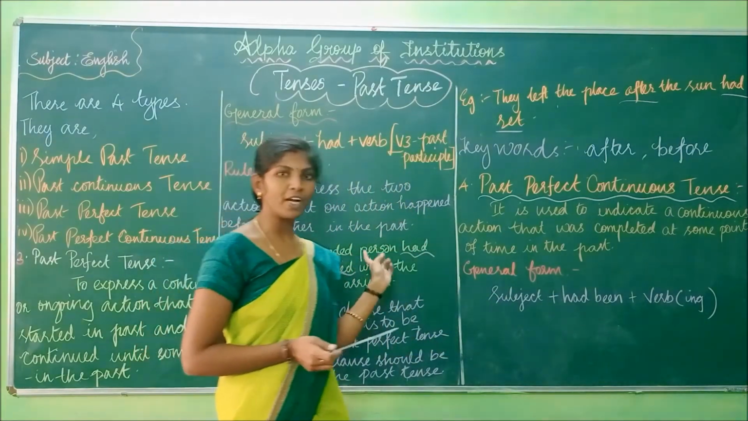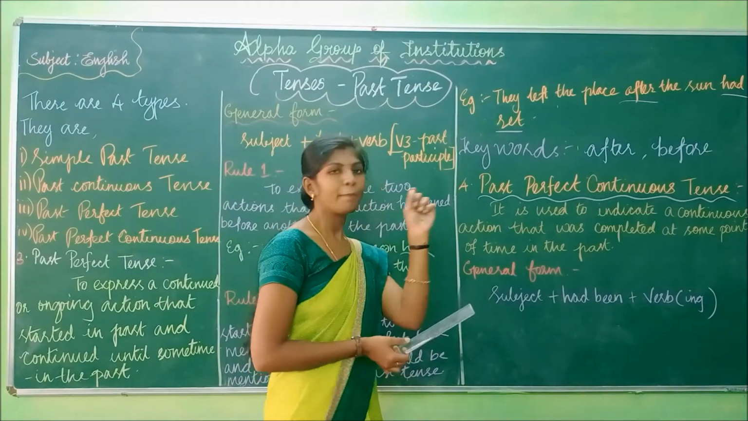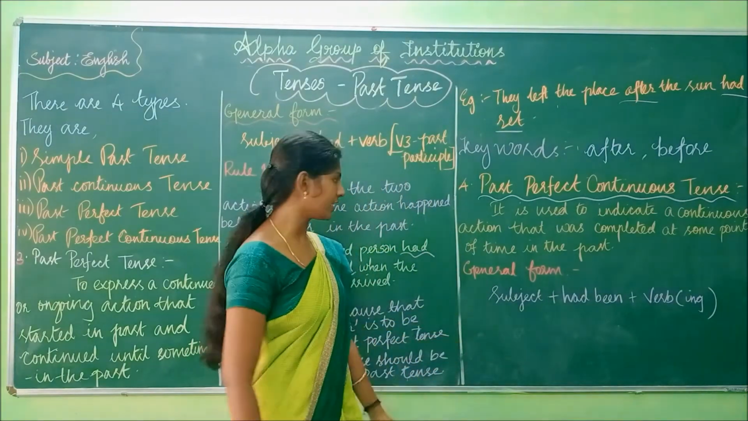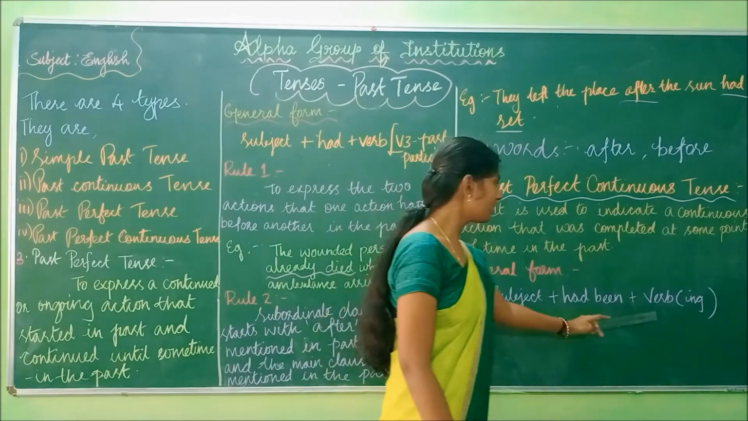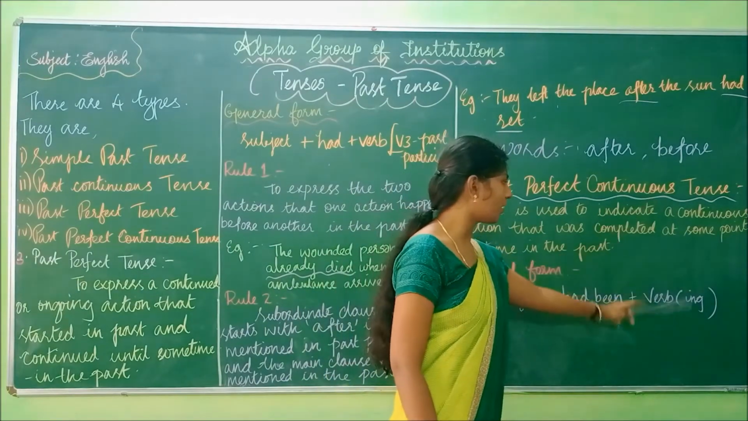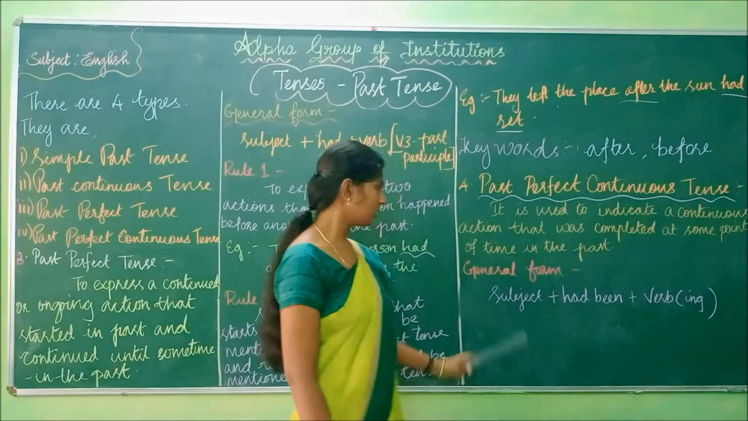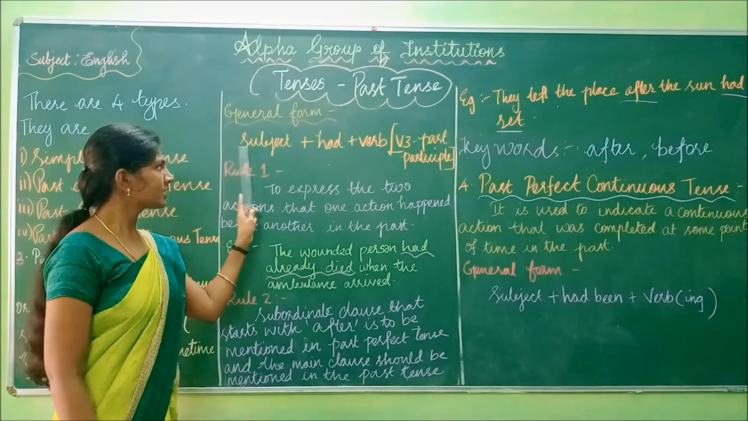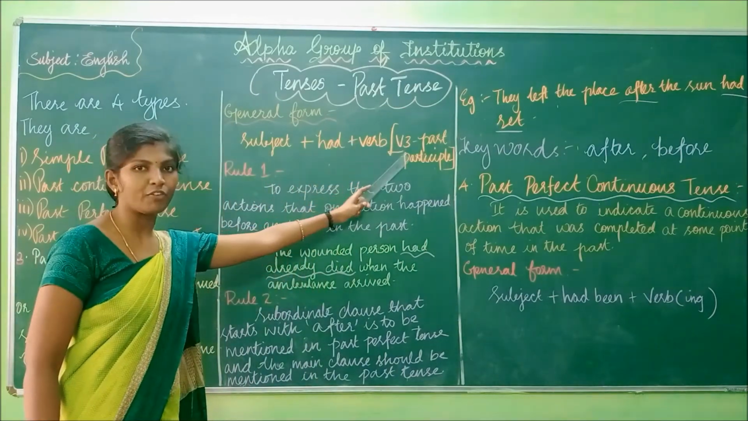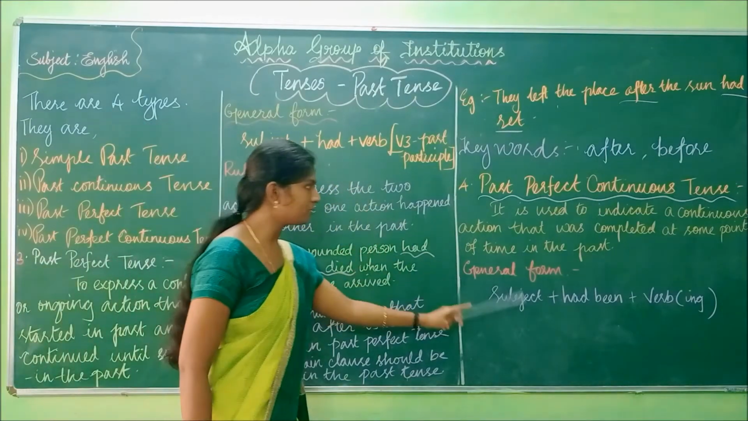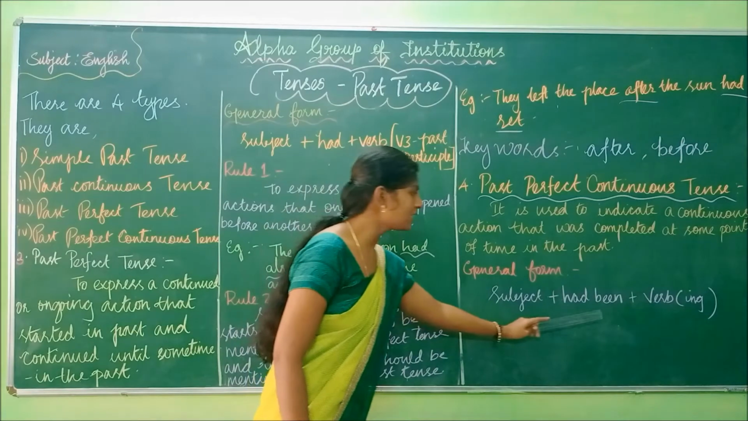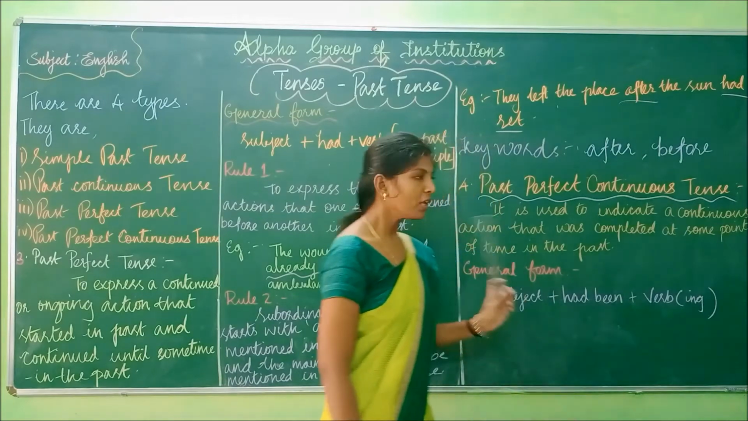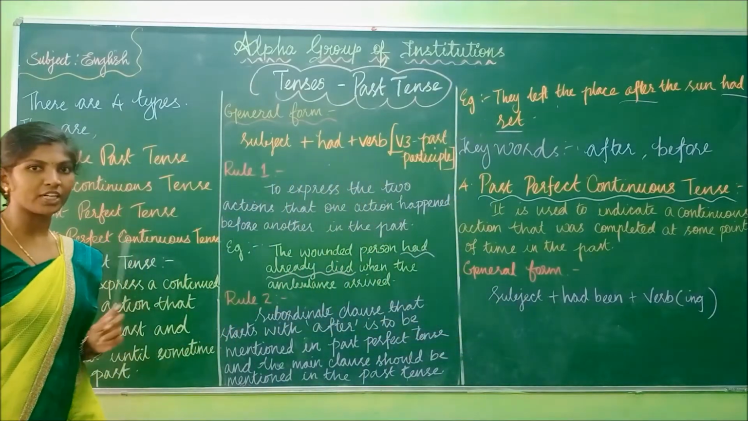Likewise, we have past perfect and past perfect continuous tense, but the minute difference must be handled properly. The general form for past perfect continuous is subject plus had been plus verb with ing. Since it is the continuous form, we have the action verb in ing. For past perfect tense, it is subject plus had plus verb in V3 form, that is the past participle form. But for past perfect continuous tense, it is subject plus had been plus verb in ing form.